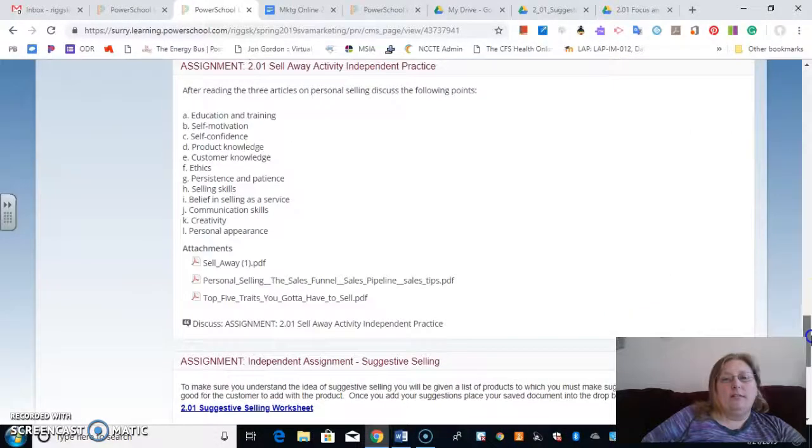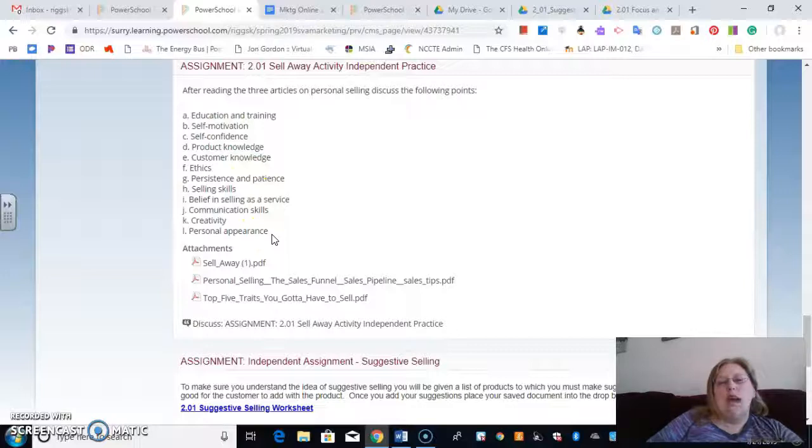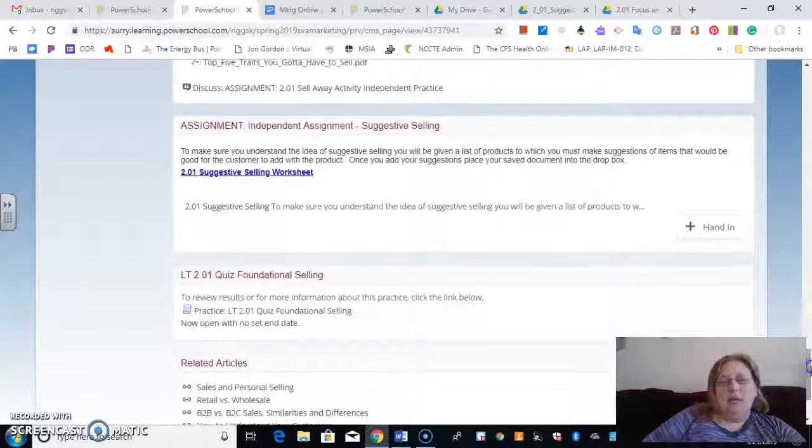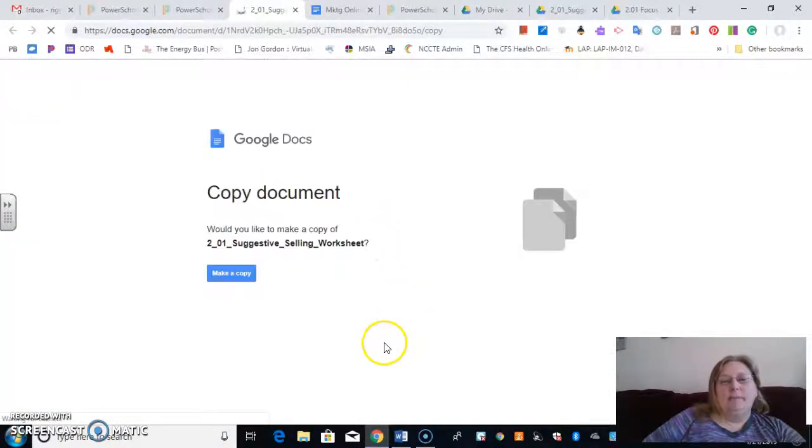Then we have our first assignment, and it is a discussion. What I want you to do is read these 3 articles that are in PDF format, and here are the points I want you to talk about. I want you to tell me how those articles touched on these different points, okay? And you will just discuss that and reply to 2 people. And then we have a suggestive selling worksheet. It is not hard. Make a copy.